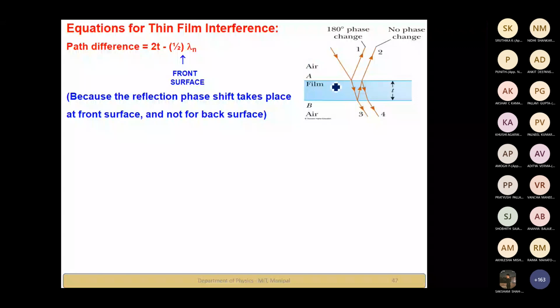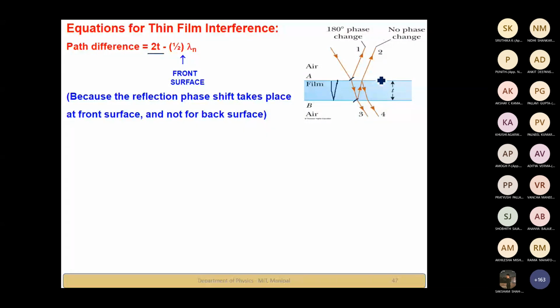I always mentioned in the earlier class that you need to mark the top surface of the film and the bottom surface of the film. So keep the cursor here and see the refractive indices above and below. Above is air and below is film, so obviously it will be more than that. So from rarer to denser, getting reflected from the denser medium, so a 180 degree phase change is there.